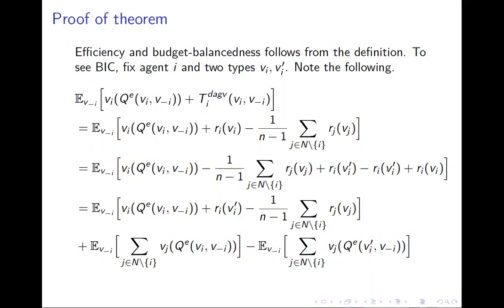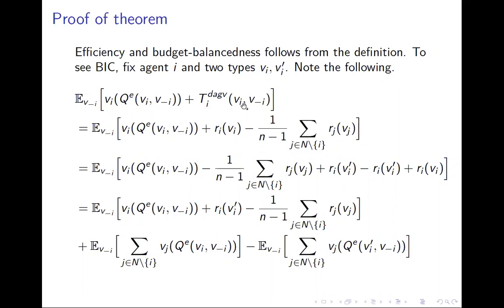Okay, so I just want to show that this mechanism is Bayesian incentive compatible. Remember, for Bayesian incentive compatibility, what we need to show is that if there is an agent who has type v_i, then his expected utility is greater if he reports v_i than if he reports v_i prime. What is the expected utility if he reports v_i? This is the value he gets from the mechanism: the alternative that gets chosen, which is the efficient allocation rule, evaluated at v_i, plus the transfer that he receives. The expectation of this, taken over the types of other agents, is the expected utility. Well, the first step is we simplify this.